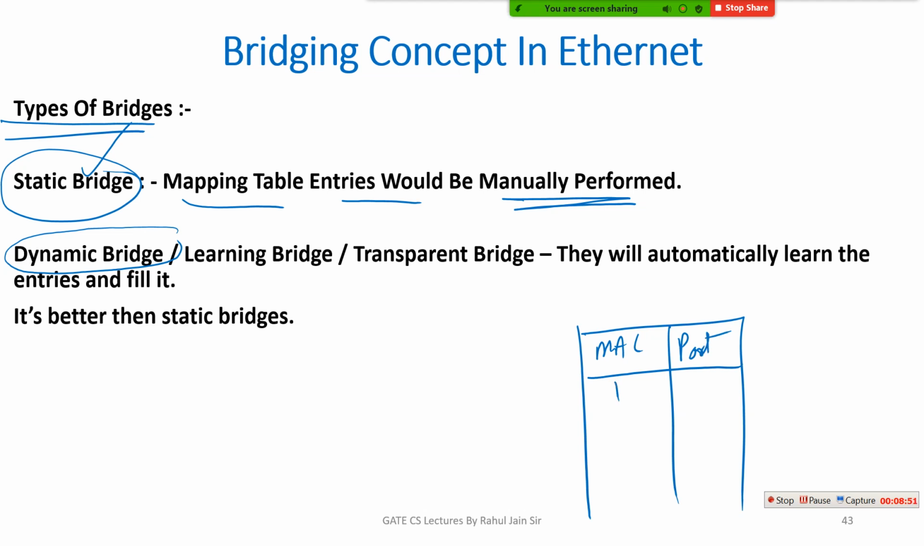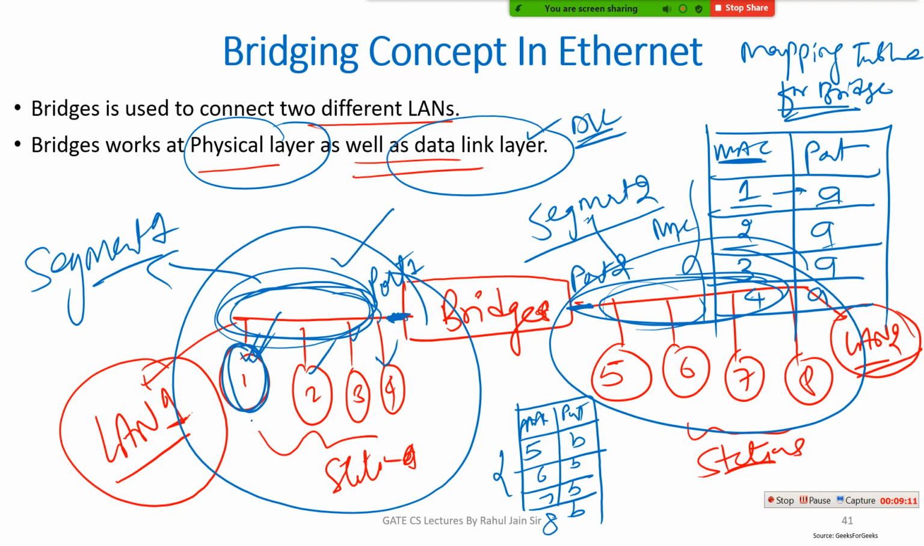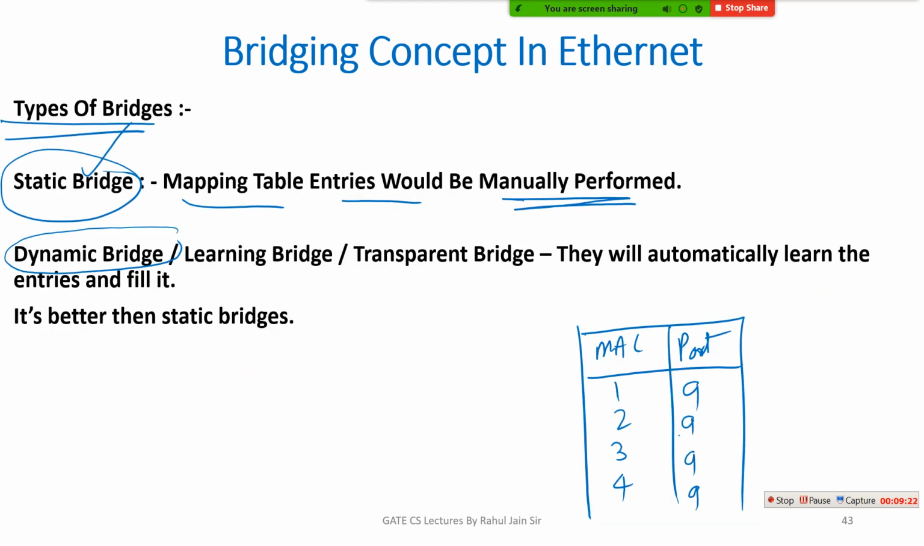So suppose MAC address of first machine is connected to port A, MAC address of second machine is connected to port A, MAC address of third machine is connected to port A, MAC address of fourth is connected to port A. MAC address is the physical address of machines. So machines 1, 2, 3, 4 are connected to port A. You can take it from this diagram. This is port A and this is port B. So in this manner we need to manually add these entries in a static bridge.